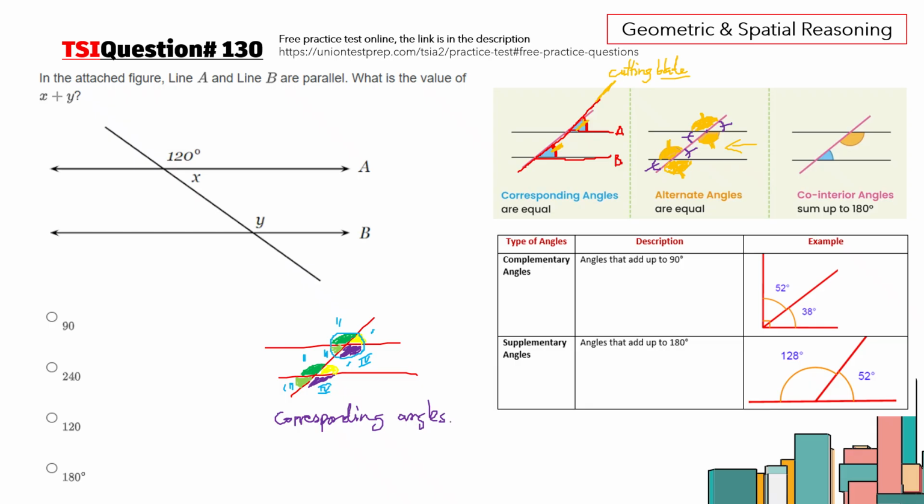Then they say co-interior angles sum up to 180. And we have the definitions of complementary angles, which are two angles that add up to 90 degrees. And for supplementary angles, those angles add up to 180 degrees.